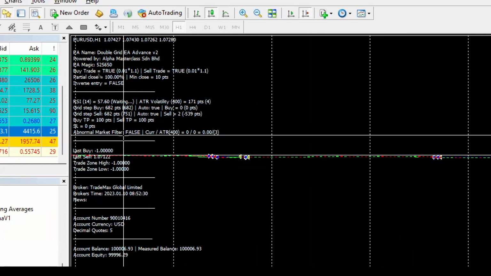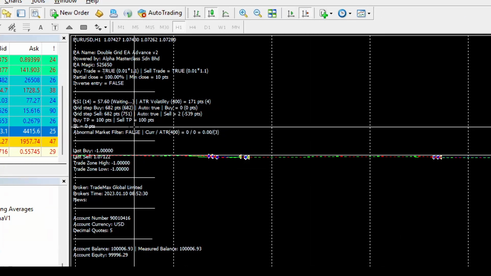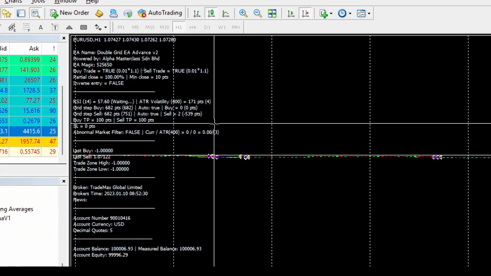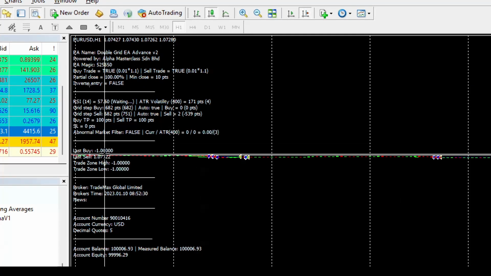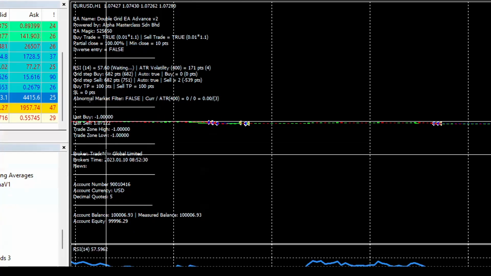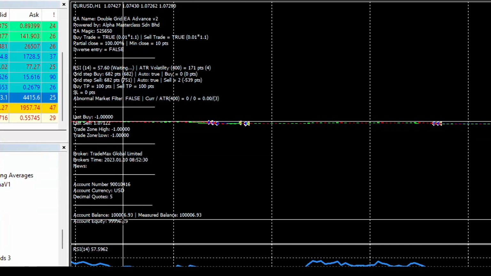That would be better. Then we also have an abnormal market filter, whereby this part you can set to true, and as long as the candlestick size is larger than a certain number, it will stop trading and will not open the trade anymore. And then you have buy side and sell side. Last entry is just for troubleshooting for me only. Then broker, and so on. All right.